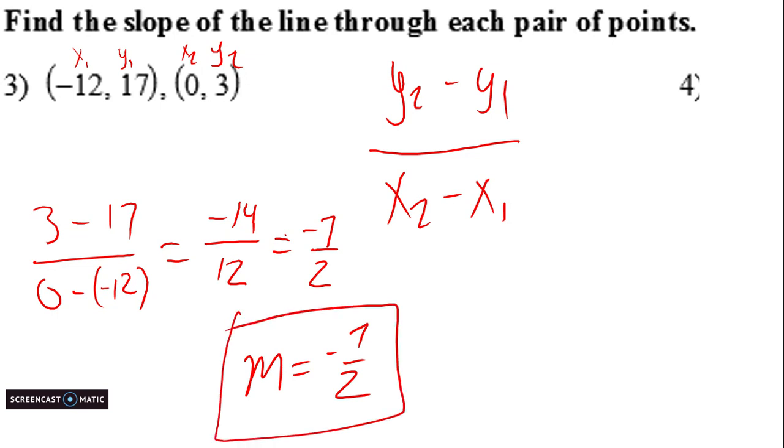X1, Y1 just means the first ordered pair. X2, Y2 just means the second ordered pair. And those are interchangeable as long as you put them in the same order. So I decided that I wanted these to be the 2s, these to be the 1s. It'll work either way.